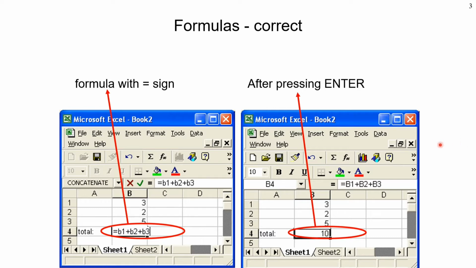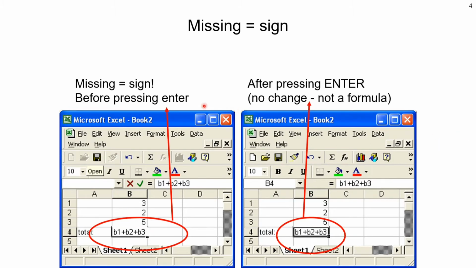Now, also, let's try to examine the next slide. What if hindi tayo naglagay ng equal sign? Let's say missing equal sign siya. So, we do the same thing. In-input natin yung mga given data here. So, B1 is 3, B2 is 2, and B3 is 5. Then, A4, nakalagay yung word na total. So, hindi natin siya lalagyan ng equal sign. Before pressing enter, ito yung ating data na nilagay. Then, after pressing enter, what do you notice? So, no change or nothing happens since it is not considered as a formula.